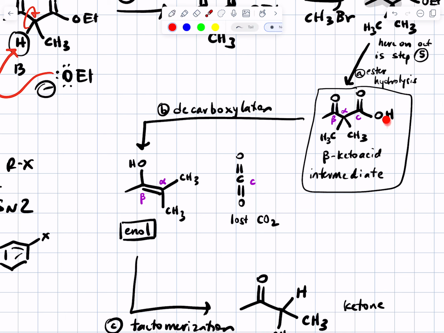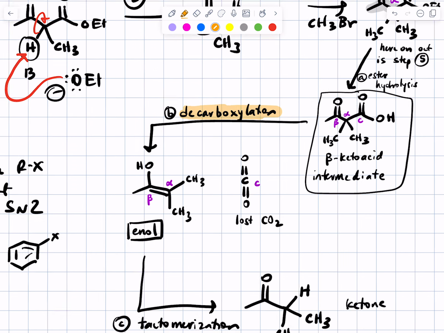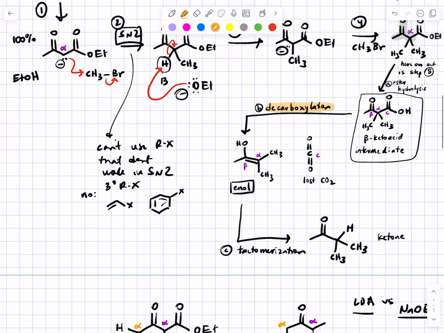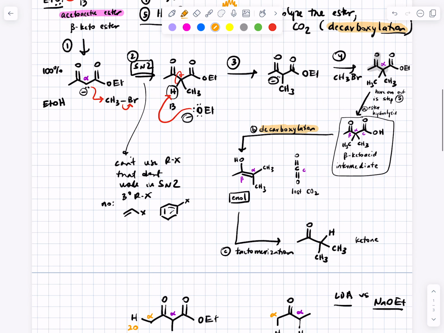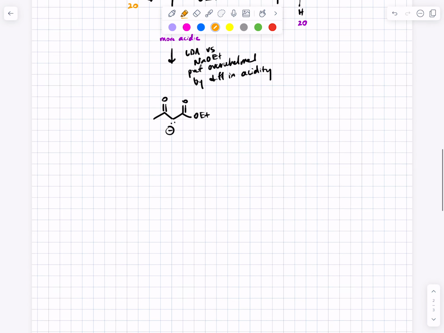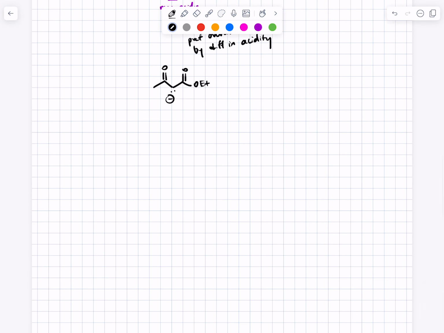The beta keto acid intermediate is very important to recognize as a structural pattern for when decarboxylation can occur. All right, so let's draw what that is. I'm going to scroll down because I'm out of space for a mechanism, and I'll show you the mechanism of decarboxylation.